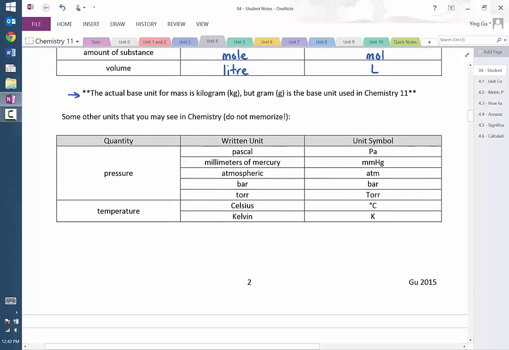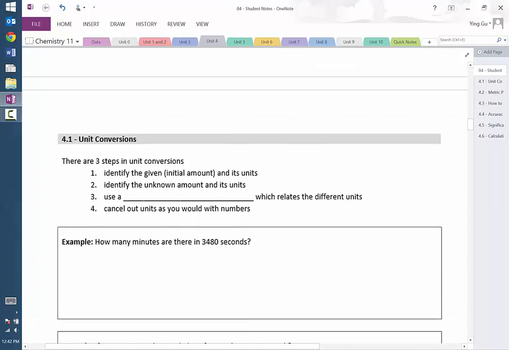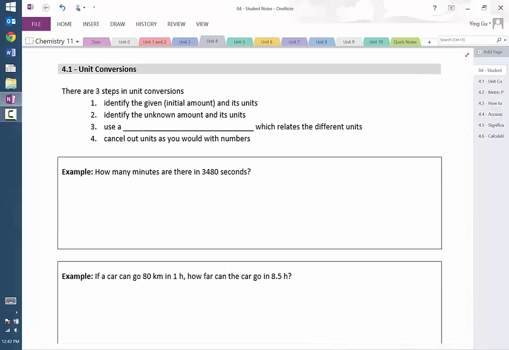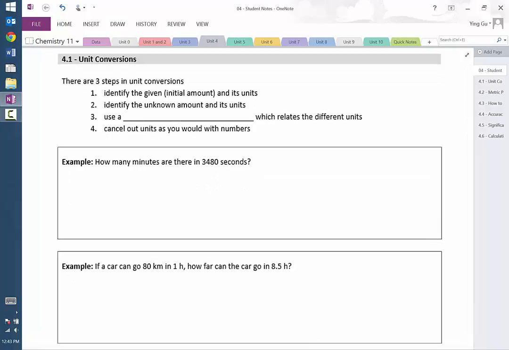So there you have it, units. The next section deals with unit conversions. Now that we know what the SI units are, if we are presented with a unit that is not in standard unit, how do we convert one from the other?